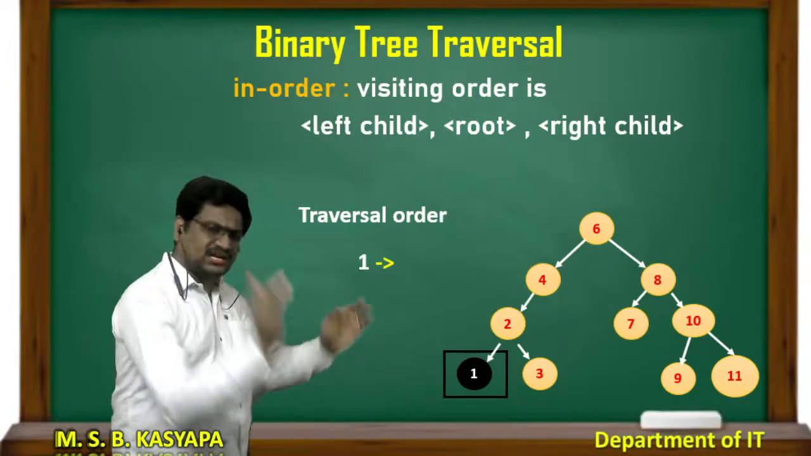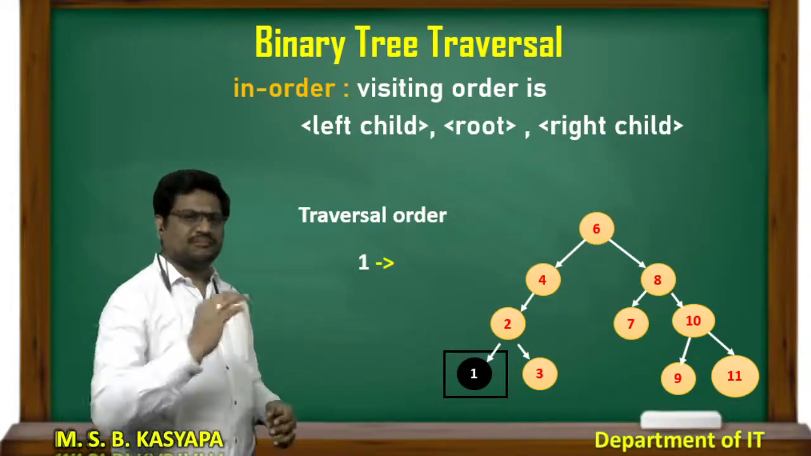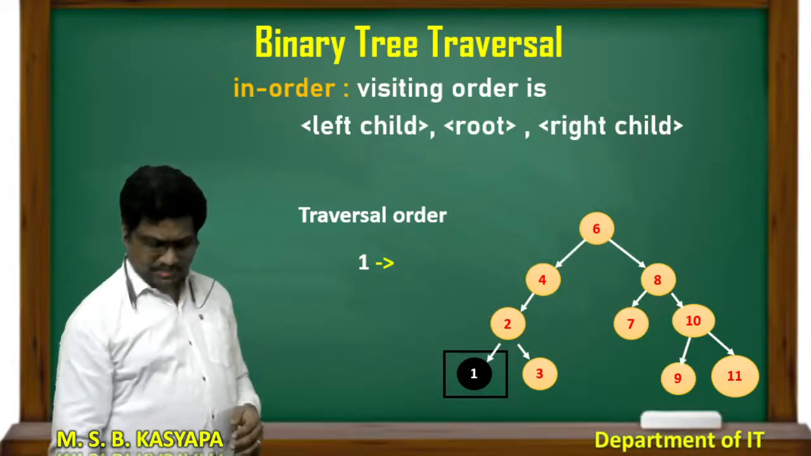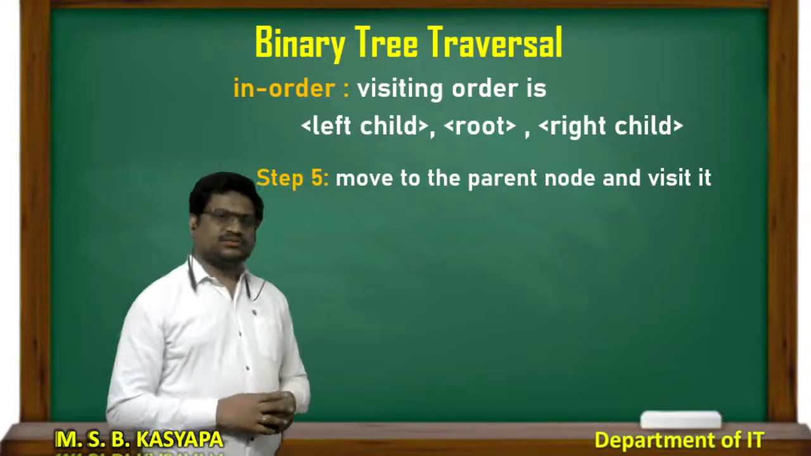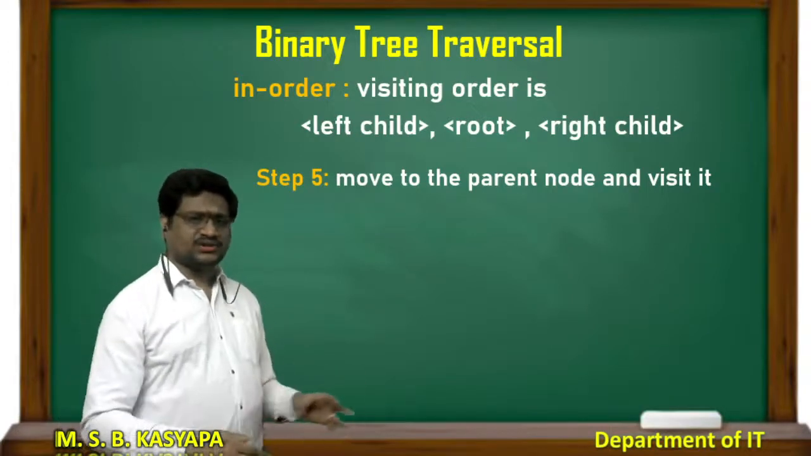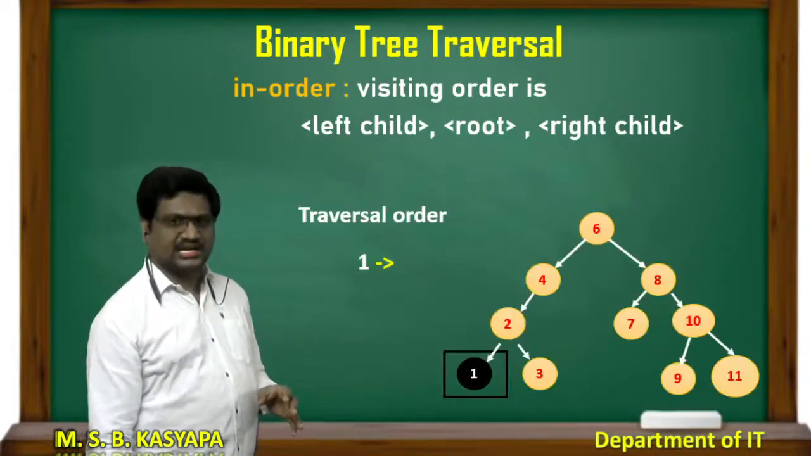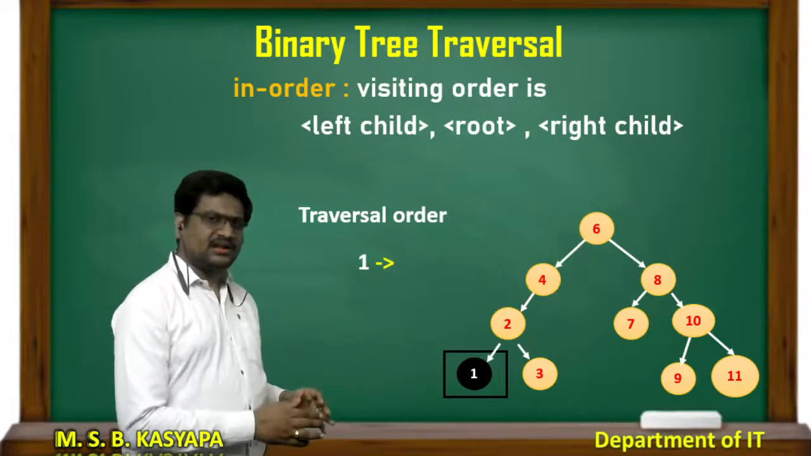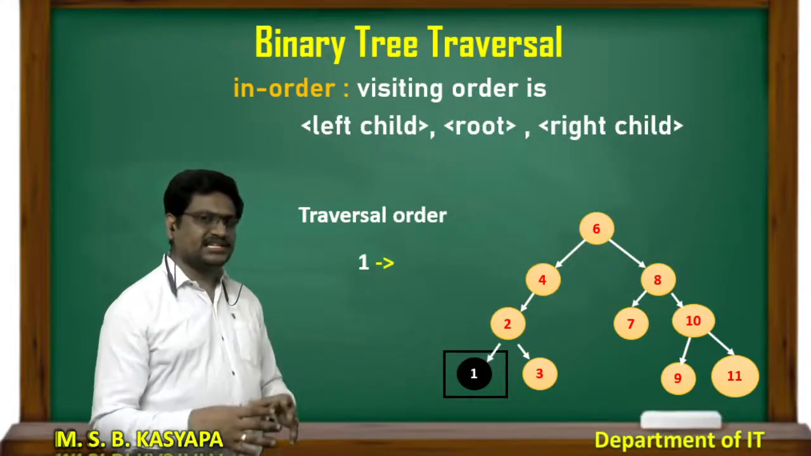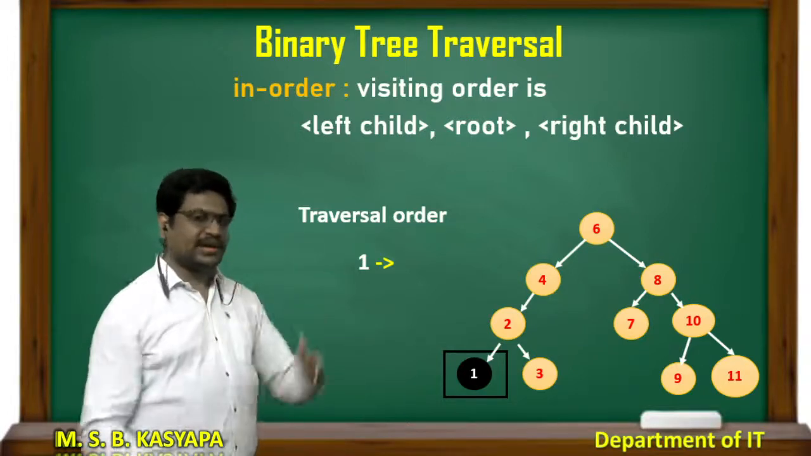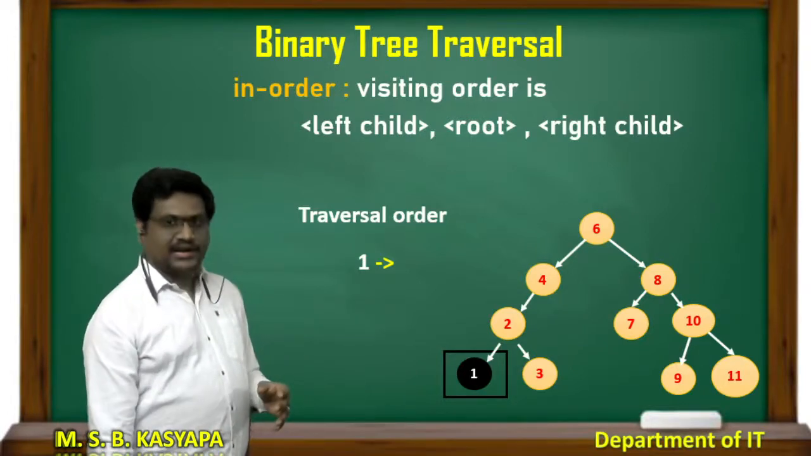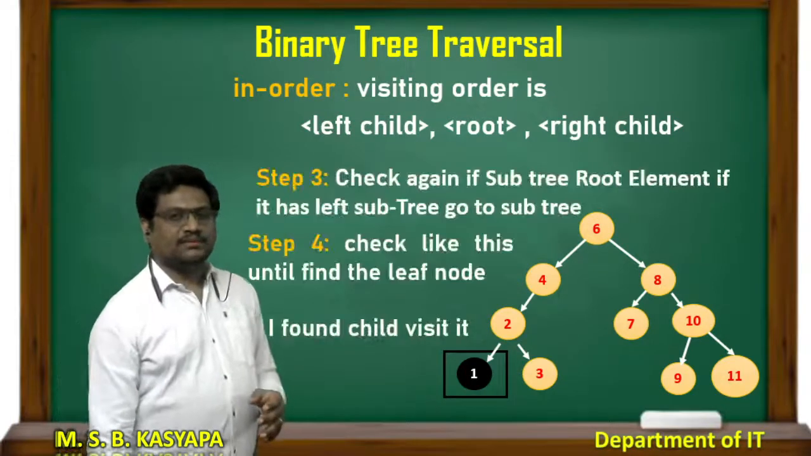First I have to visit the left node of the complete branch. Okay. Now, 1 doesn't have any nodes. So first I have to visit the left until the left child and check whether it has any right child or not. No, it doesn't have any right child. So I'm moving to the parent node, that is 2.